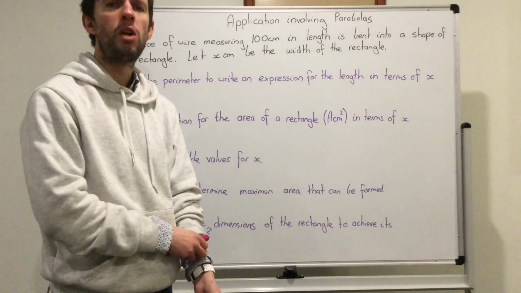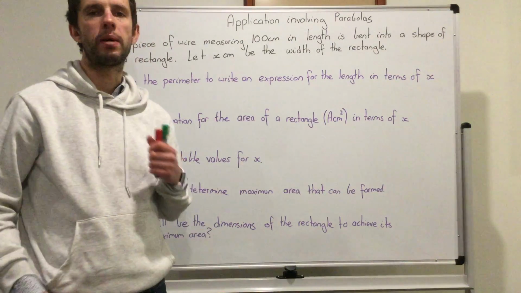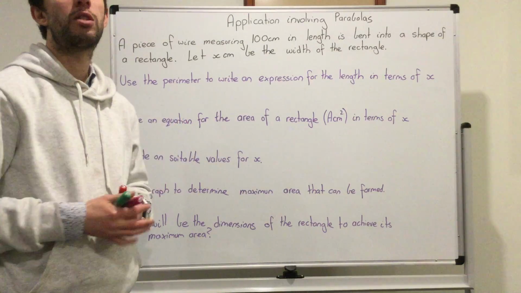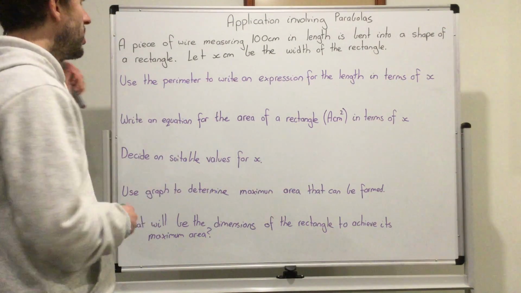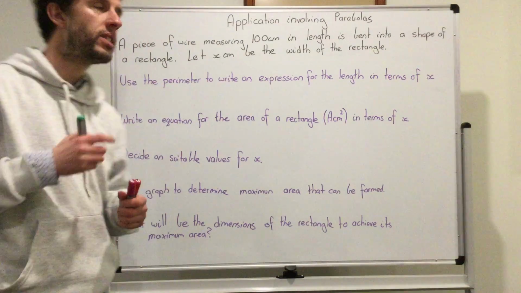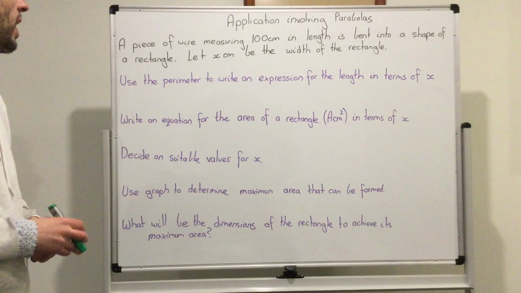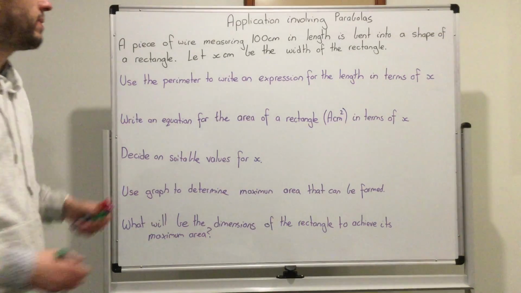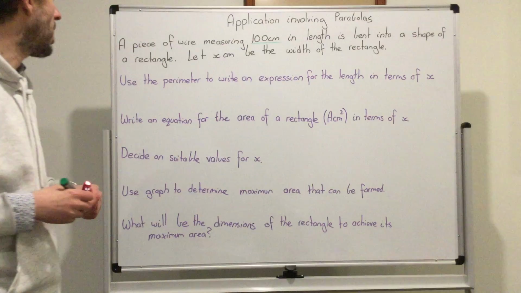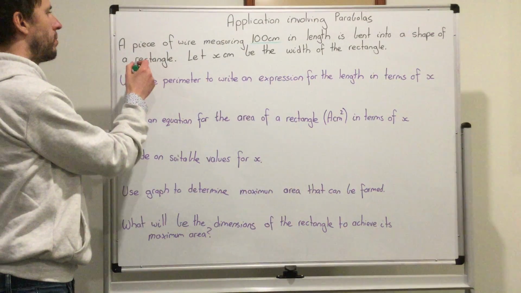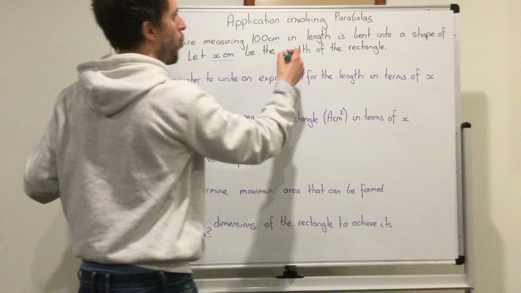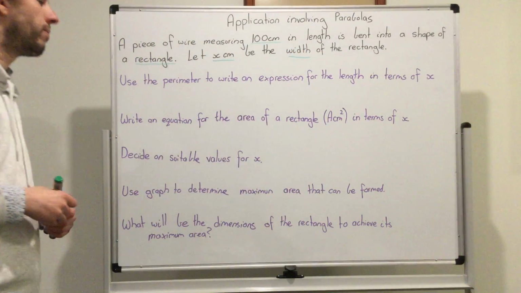So we are going to be looking at application involving parabolas. Now, if you don't know what a parabola is, it links straight back to a quadratic. So I'm going to read this question and we're going to break it down to make it easy for you. A piece of wire measuring 100 centimeters in length is bent into a shape of a rectangle. Let x centimeters be the width of the rectangle.